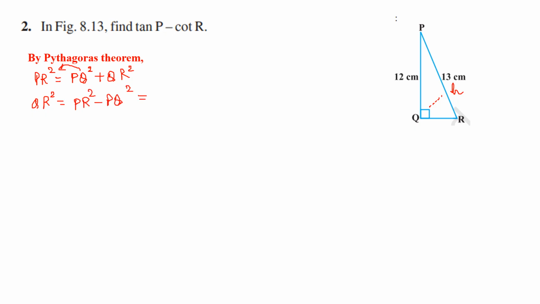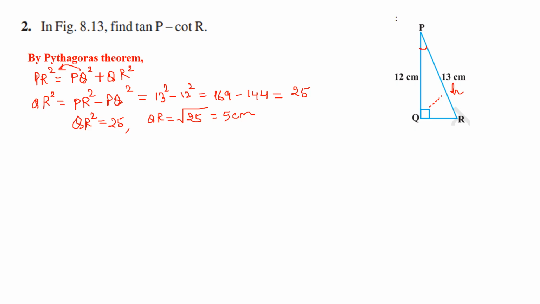And the measure of PR is 13 square minus 12 square. 13 square is 169, 12 square is 144, and if you subtract, you will get 25. So QR square value is 25. So QR will be equal to root of 25, which will give you 5 centimeter. Okay. Now let's find the value of tan P.